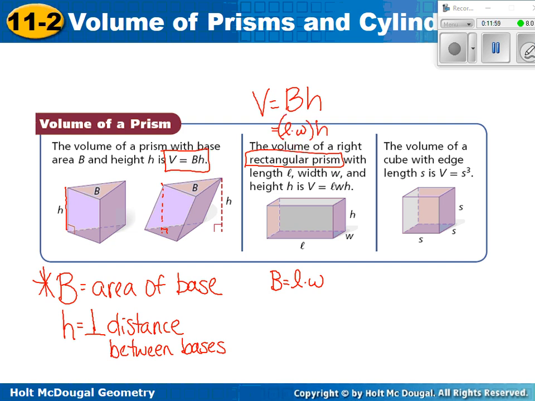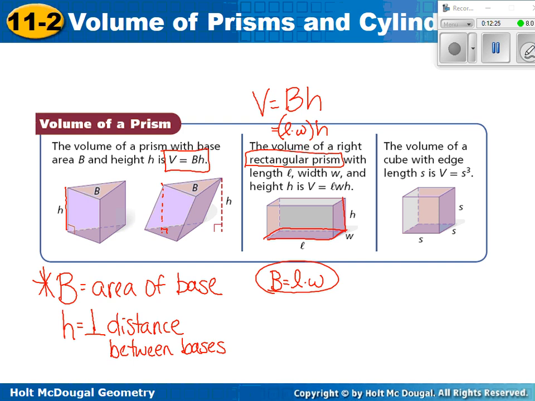You could come up with a new formula for every prism, but I don't want you to have to do that. So what we're going to do is just use capital BH for volume, and then over to the side we'll find the area of our bases just like we did last chapter, and then we'll plug those numbers in after we find them. So the area of the base would be the length times the width, and then we would multiply that by the height of our prism.